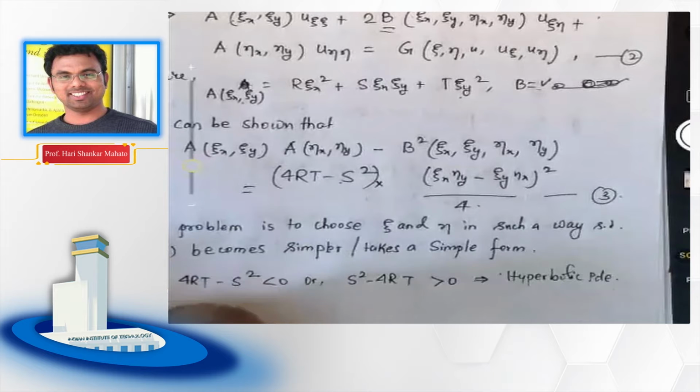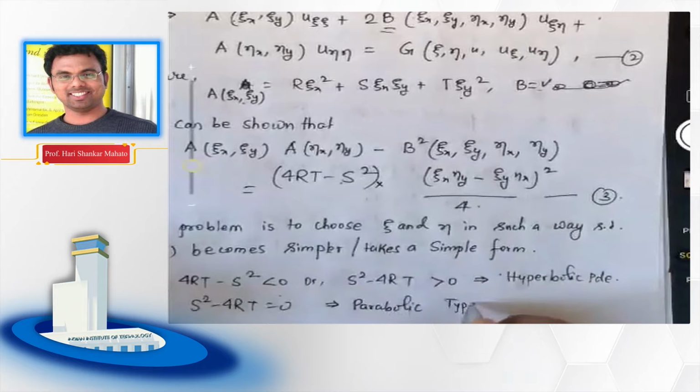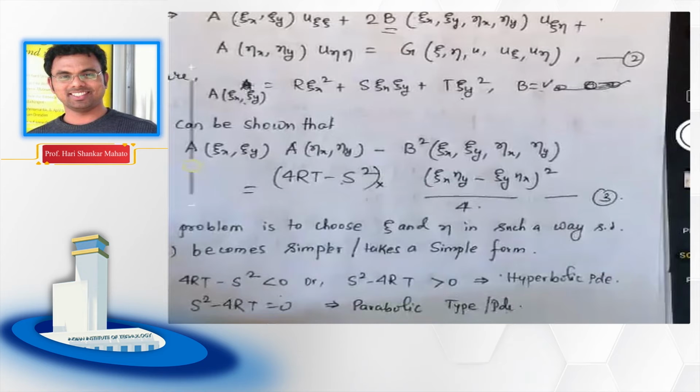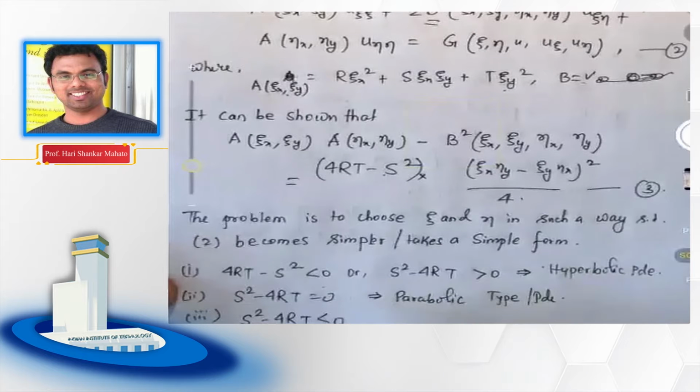Similarly, when 4RT minus S square equals 0, or S square minus 4RT is 0, then the given PDE is parabolic type, or parabolic PDE, whatever you want to write. And the third type is when S square minus 4RT is less than 0, or 4RT minus S square is positive. Then this will imply an elliptic PDE.